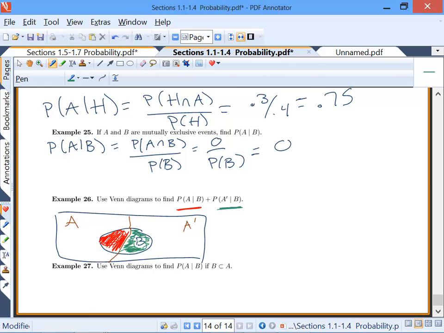So what do you notice about those two pieces if you add them back together? We're going to get the probability of B. And that always holds. The probability of A given B plus the probability of A complement given B will always equal the probability of B. We could do a more mathematical formula, but I wanted you to see the visual here.